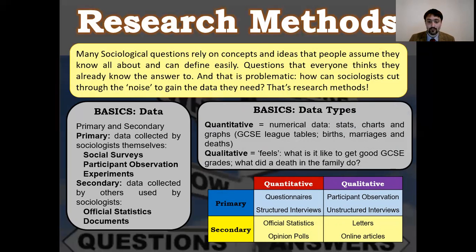So primary data can be quantitative in terms of questionnaires. Sociologists can send out a particular form of questionnaire, and I do love questionnaires. They can do structured interviews where they have a set series of questions that they then go through. They have a script they follow, and the respondent can respond to those because it can be face-to-face with 2 meters distance in current situations.